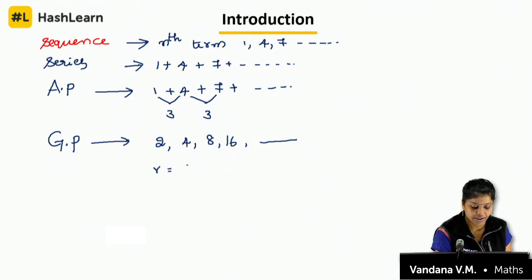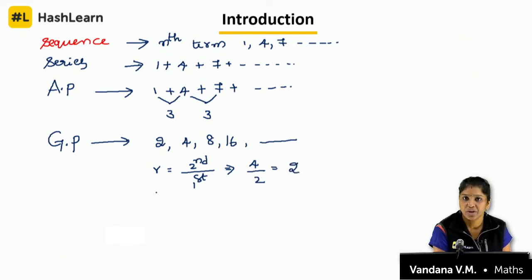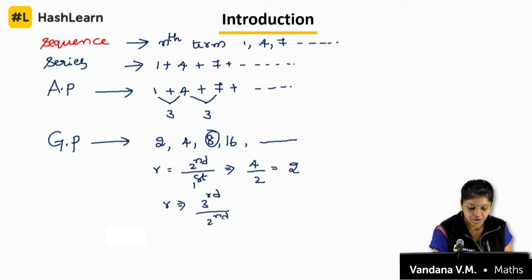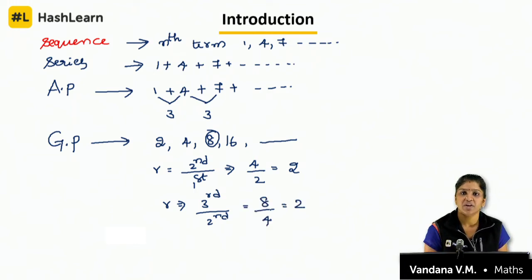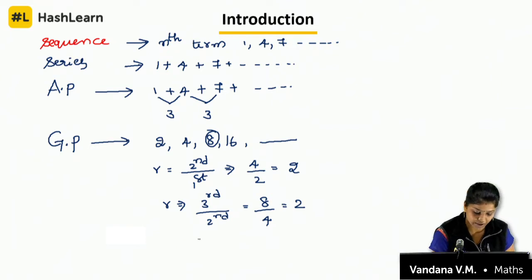Common ratio is the second term divided by the first term, that is 4 divided by 2 is 2. We usually represent the common ratio with R. In the same way, the third term divided by the second term, 8 by 4, is also 2. Wherever you do it, you have to get the same value, otherwise you take the fourth term divided by the third term.